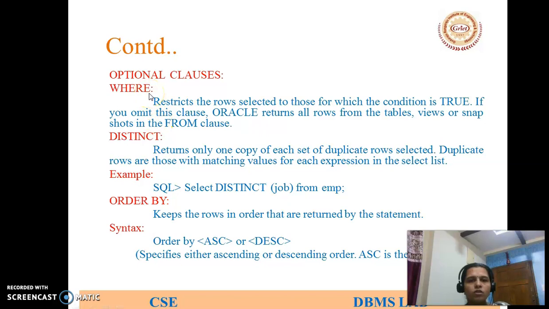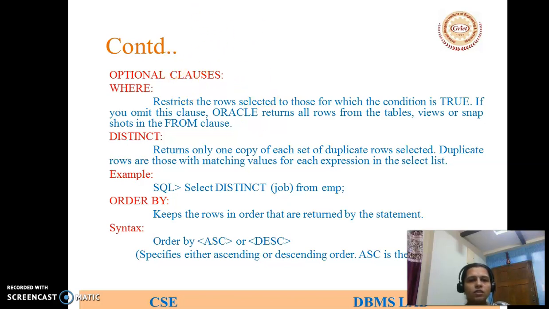So why are we using the where clause? Whenever you want to give a restriction on the data, you use the where clause, or we may call it filtering the data. This clause restricts the rows selected to those for which the condition is true. If you omit this clause, Oracle returns all the rows from the tables, views or snapshots in the from clause.